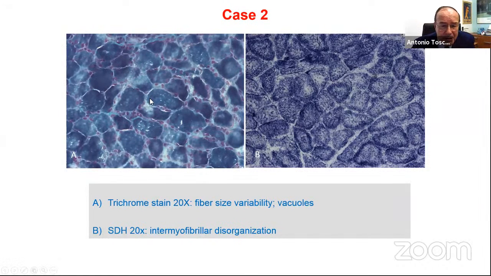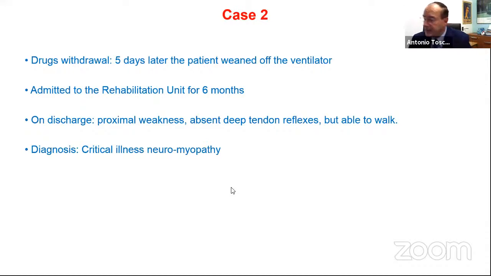You can see that a lot of fibers had vacuoles, but also there was an intermyofibrillar disorganization in the skeletal muscle fibers. We decided to withdraw the methylprednisolone and the curariform agents, and 5 days later, the patient went off the ventilator, was admitted to the rehabilitation unit, and after 6 months, he still was affected on discharge with proximal weakness, but was able to walk. And this was a classical case of critical illness neuromyopathy.